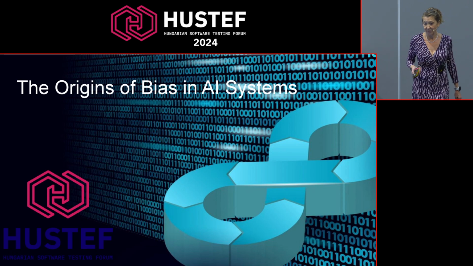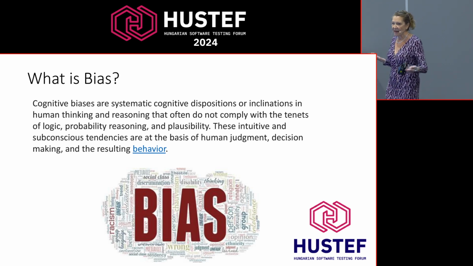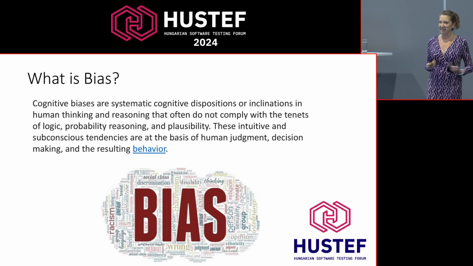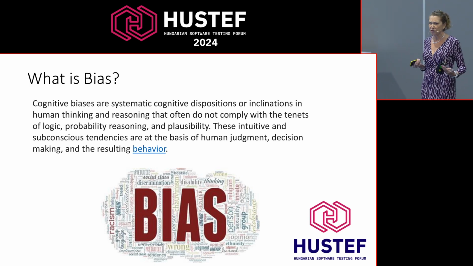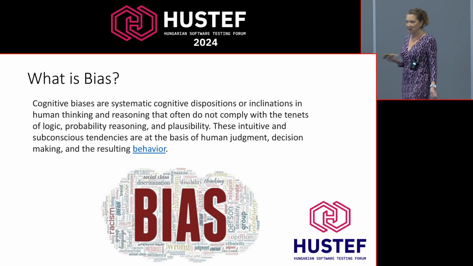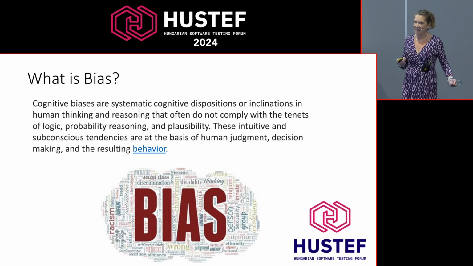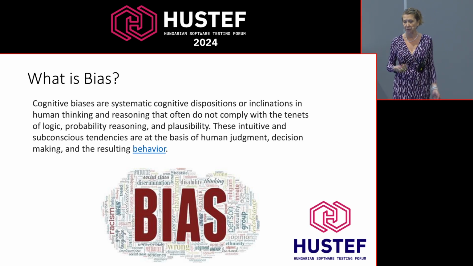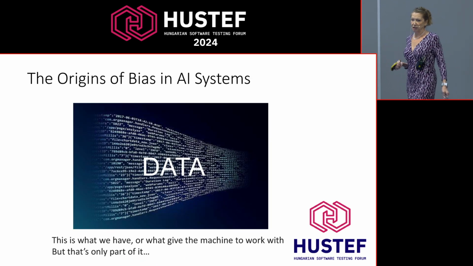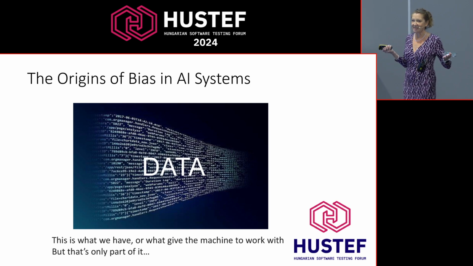Well, it's not easy. So let's look a little bit at the origins of bias. As I just said, a bias is something that we hold true, but it is not necessarily true. We could have a real mess on our hands if the AI is producing results that aren't true. So what does it come down to? What's the origin of bias in AI? Anybody?